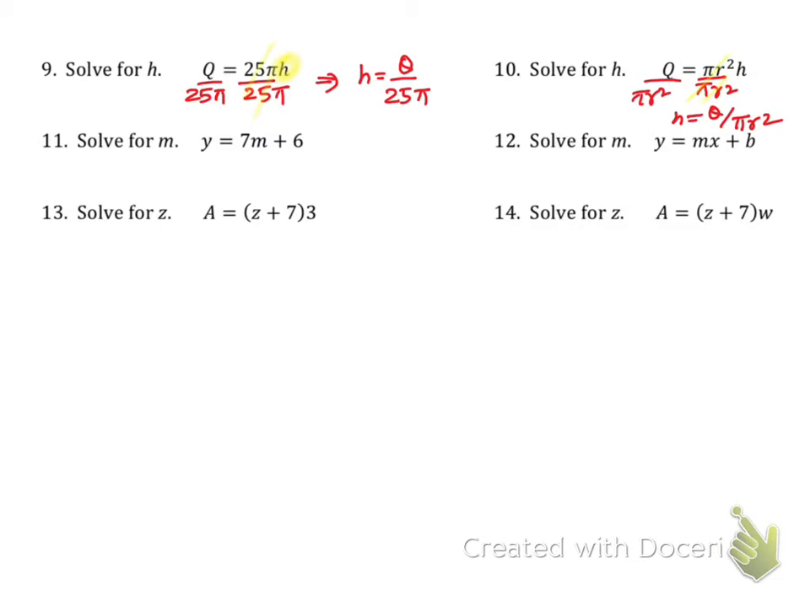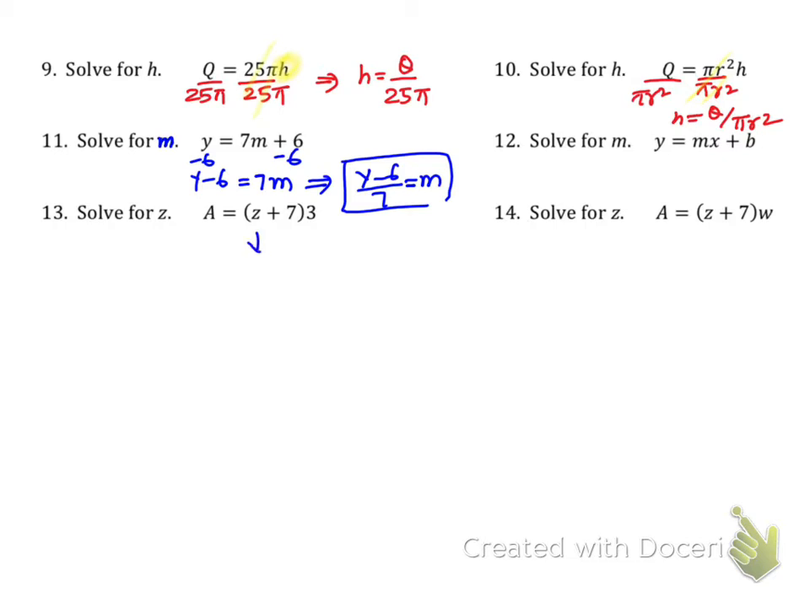Now here we have to solve for m. You always look for what variable they're asking for. You need to solve for m. So I need to isolate m. So I need to subtract 6 from both sides. So y minus 6 is equal to 7m. And then when I divide both sides by 7, I get y minus 6 over 7 is equal to m. That's my answer, or I can say m equal to y minus 6 over 7.